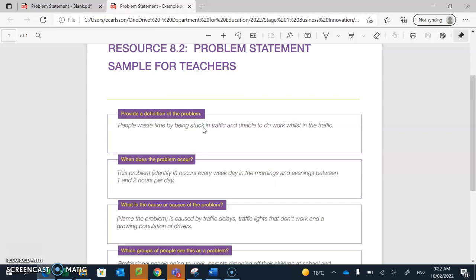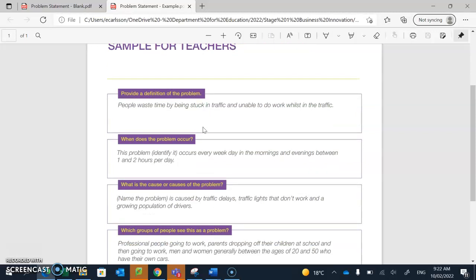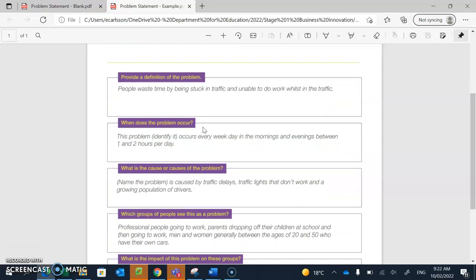That's why we do the who, why, what, when, where on Monday, so you can generate a really specific targeted problem statement. So for example, this problem is people waste time by being stuck in traffic and they're unable to do their work whilst in the traffic. This problem occurs every weekday in the mornings and evenings, between 1 and 2 hours per day.